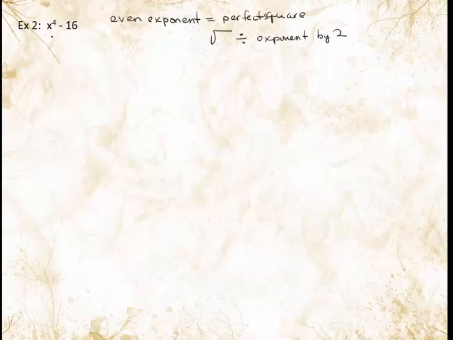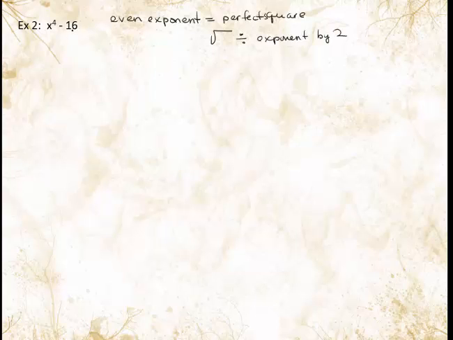Let's try another example. X to the fourth minus 16. Now, anytime you have an even exponent, that equals a perfect square. And to take the square root, you divide the exponent by 2. Okay, so x to the fourth is a perfect square.